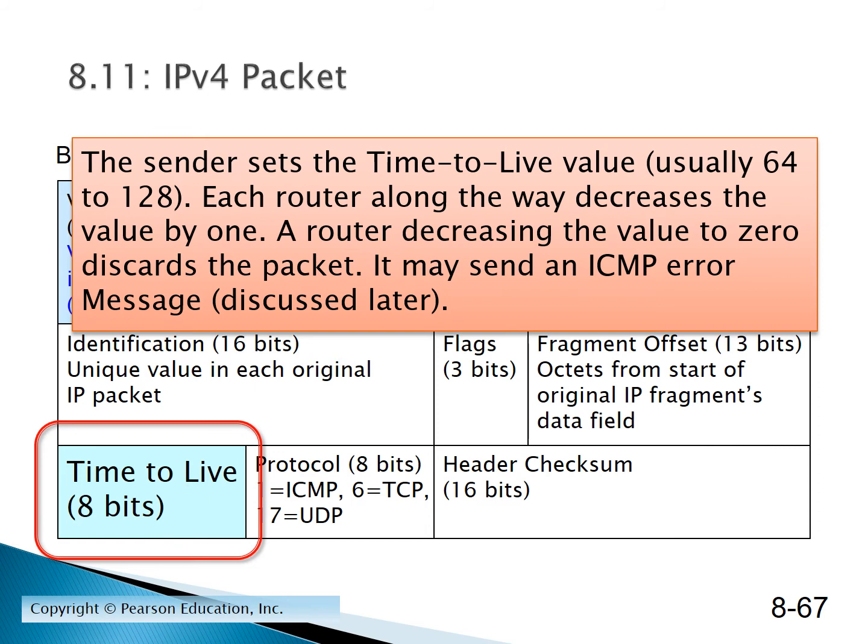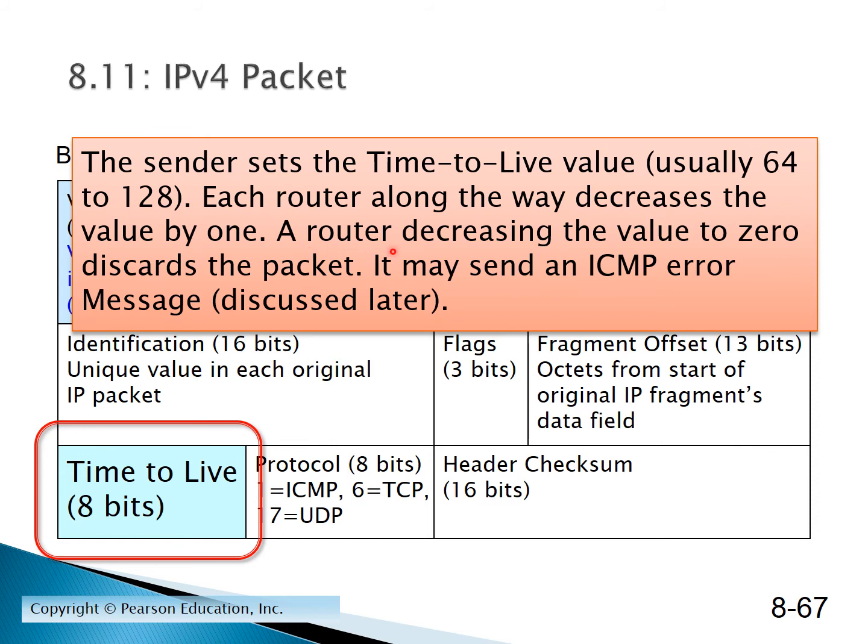So the sender actually sends the time to live value, which is usually 64 or 128 in the beginning. Each router along the way will decrease the value by 1. So after you go to the next router, it becomes 63. Then if you go to the next router, it becomes 62. Then it becomes 61, 60, and so on. So each router, as we said, will decrease the value by 1.